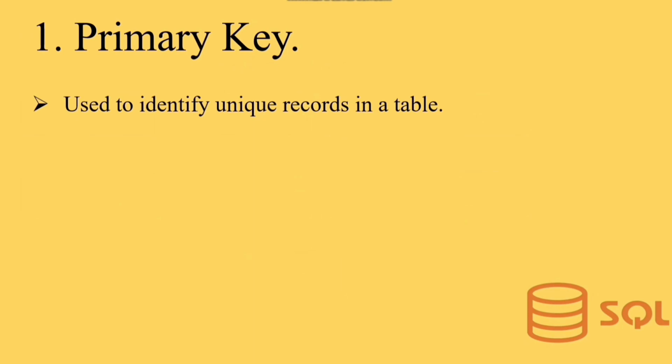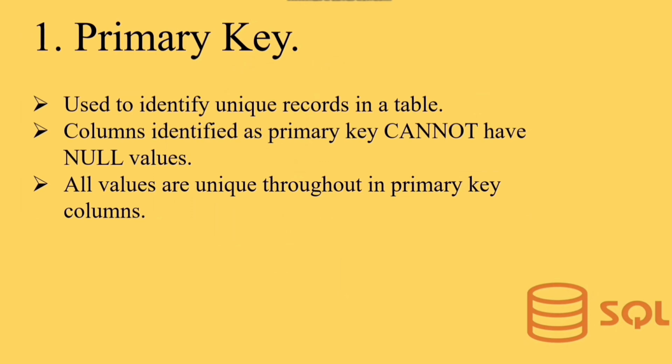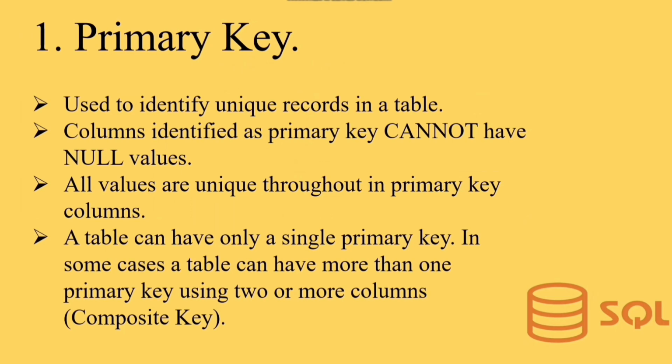Okay, so first let's go through primary key. So it is used to uniquely identify records in a table. So columns identified as primary key cannot have null values. You have to have your values. So all values are unique in primary key columns. Okay, and also a table can only have a single primary key, but in some cases you need to define more than one primary key using two or more columns. So those are called composite key. Okay, so that we will see after primary key. So here we will be focusing mainly in primary key.